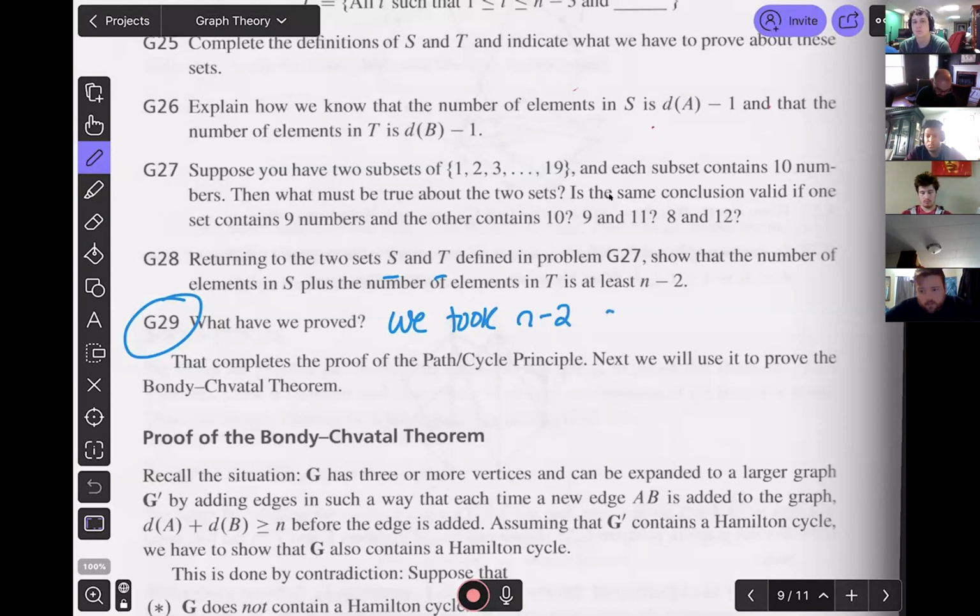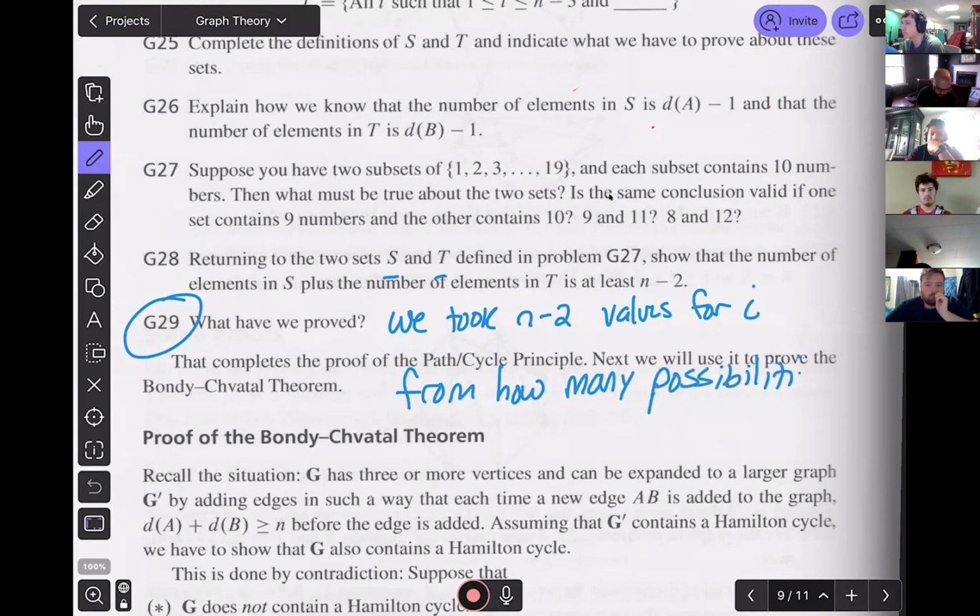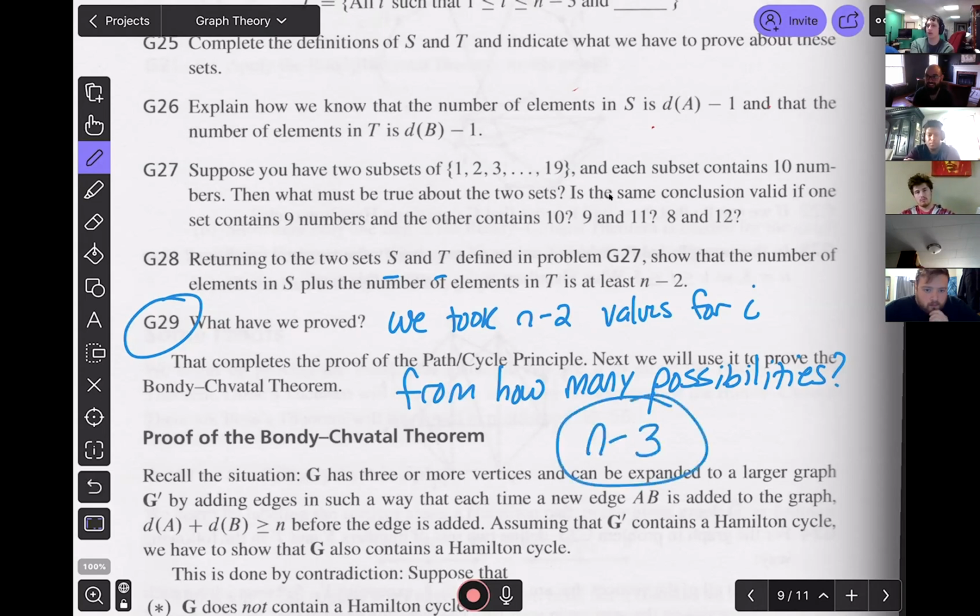So Kirsten said we took at least n-2 objects, or I'm going to call them I values. We took n-2 from how many possibilities? How many choices along that path did we have? 1 to n-3. Yep, so a total of n-3. So there are n-3 things in your set, and between the two players, they're going to choose a total of n-2 of them.